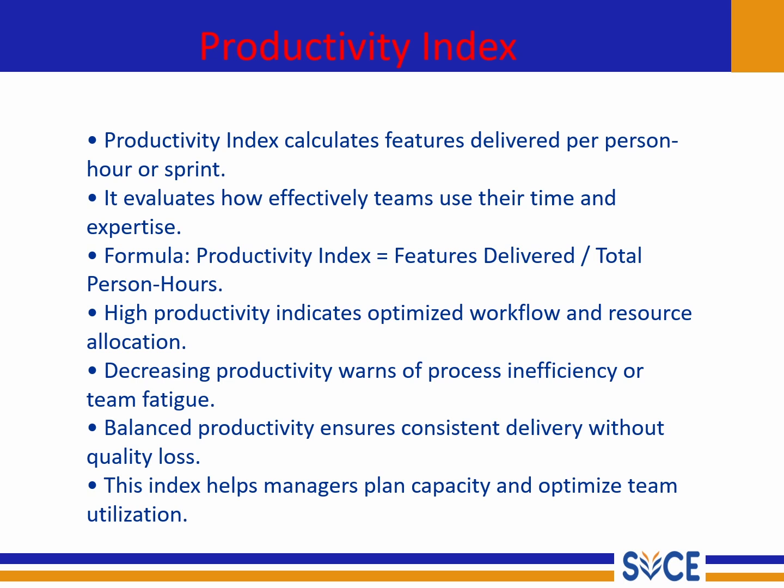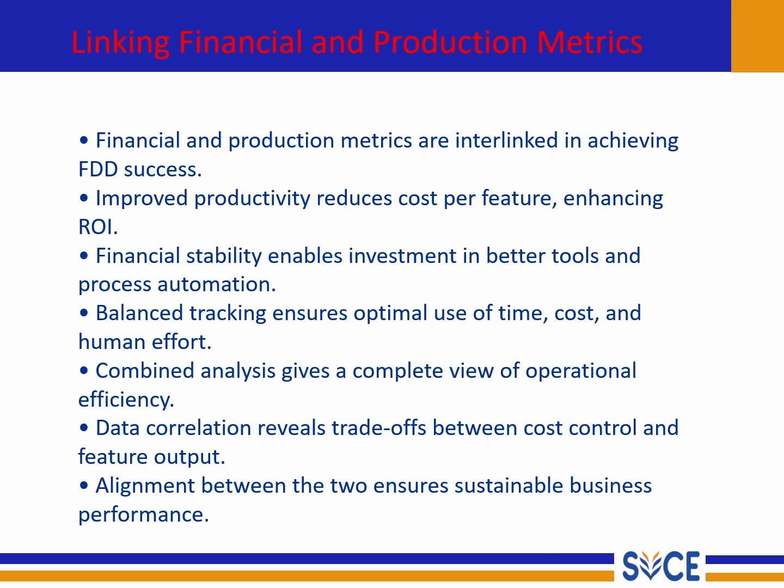Here, for the productivity index, the formula is the features delivered divided by the total person hours. High productivity indicates an optimized workflow and resource allocation. Decreasing productivity warns of process inefficiency or that teams are fatigued. So balanced productivity ensures consistent delivery without quality loss. So this helps managers plan capacity and optimize team utilization.